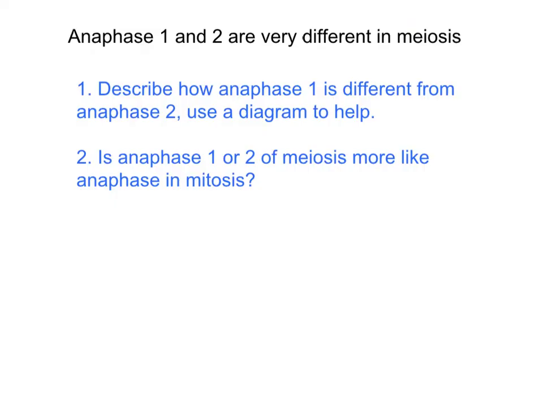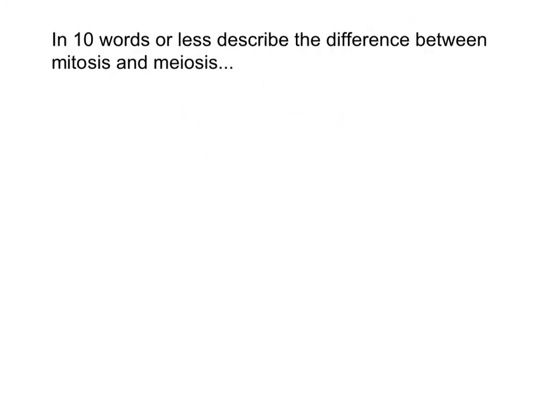Anaphase 1 and 2 are very different in meiosis. Try these 2 questions. Answer them in your notes. If necessary, draw a diagram. Finally, check yourself. In 10 words or less, describe the difference between mitosis and meiosis. If you can do that, then you probably understand meiosis. If you can't, go back and watch parts of this video.